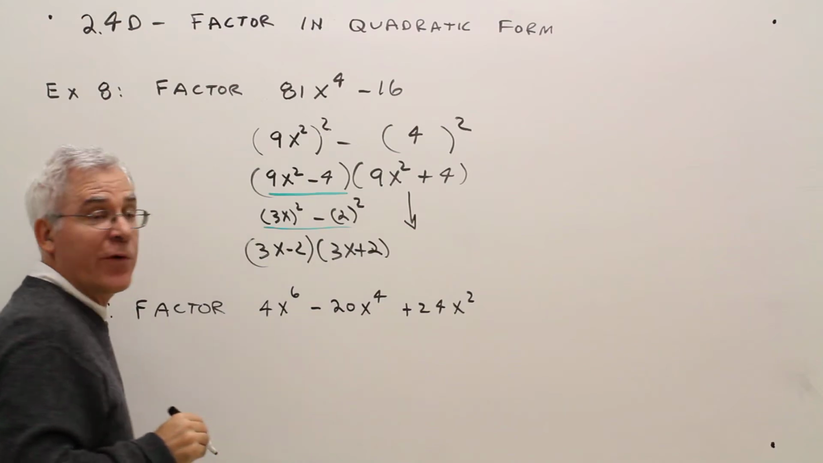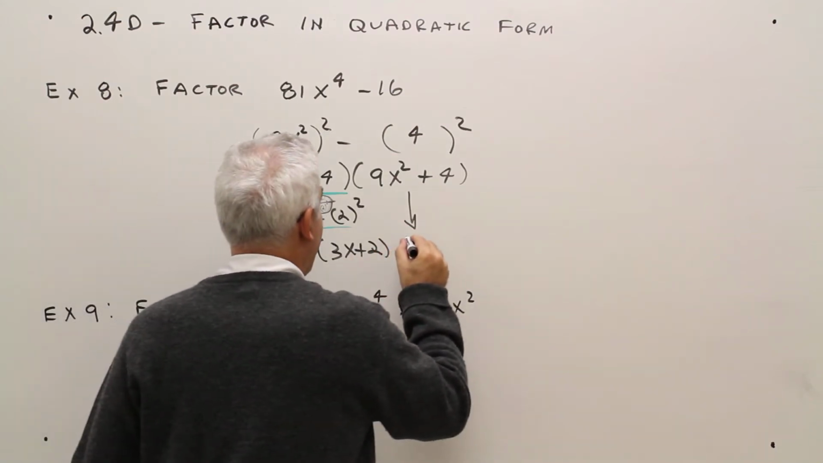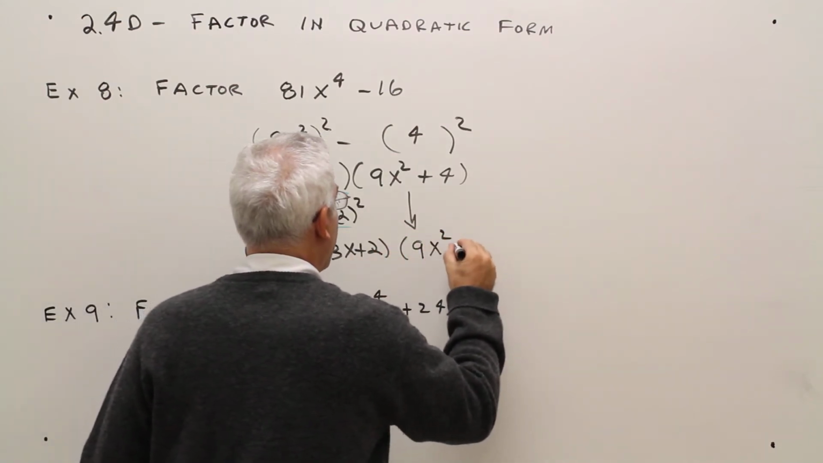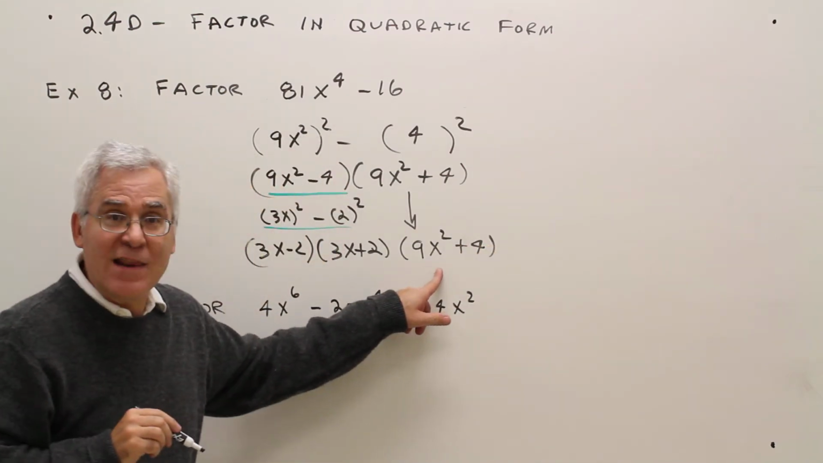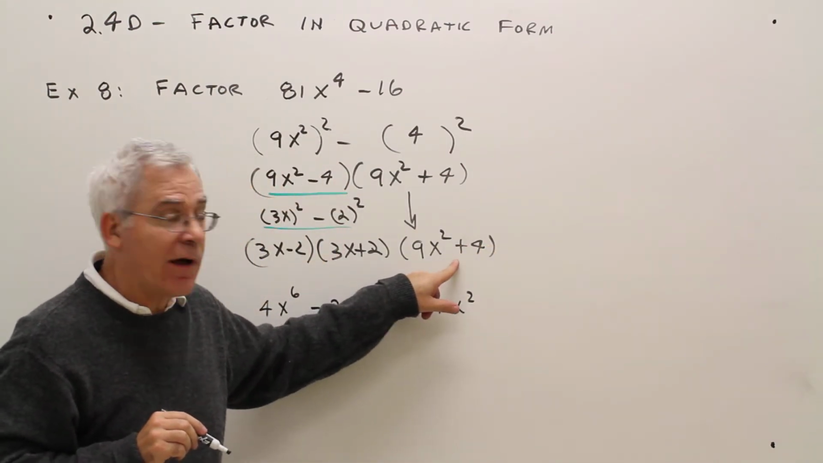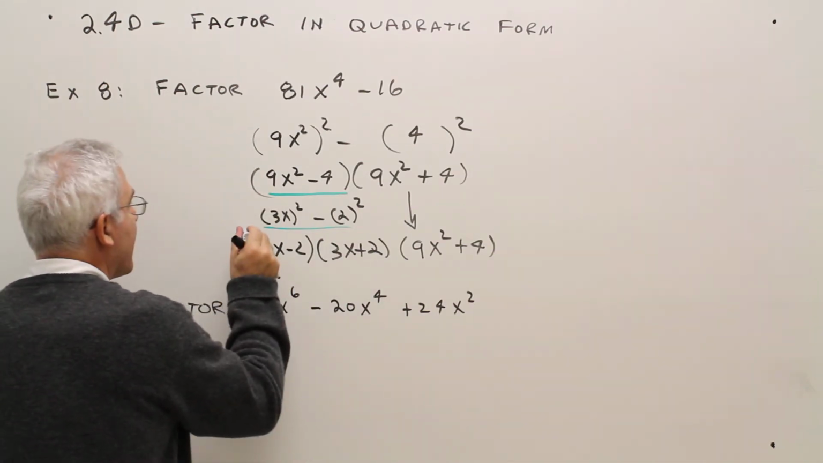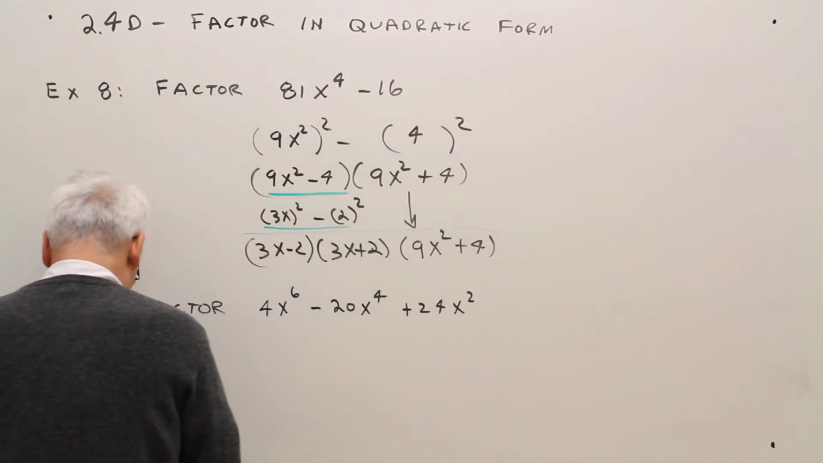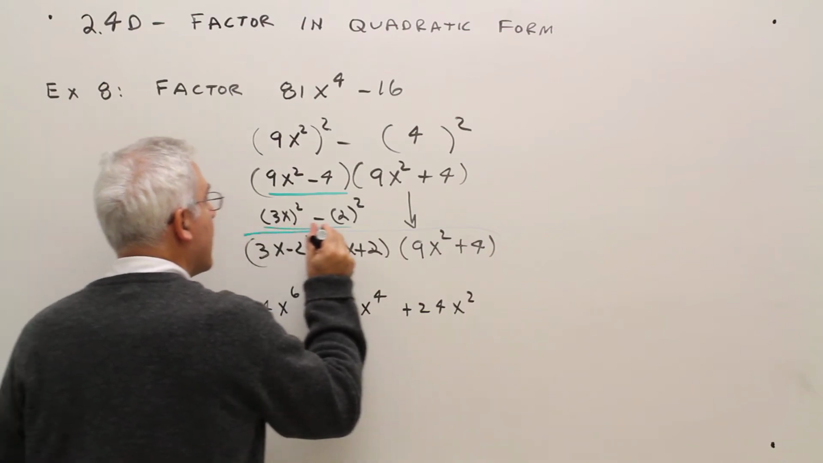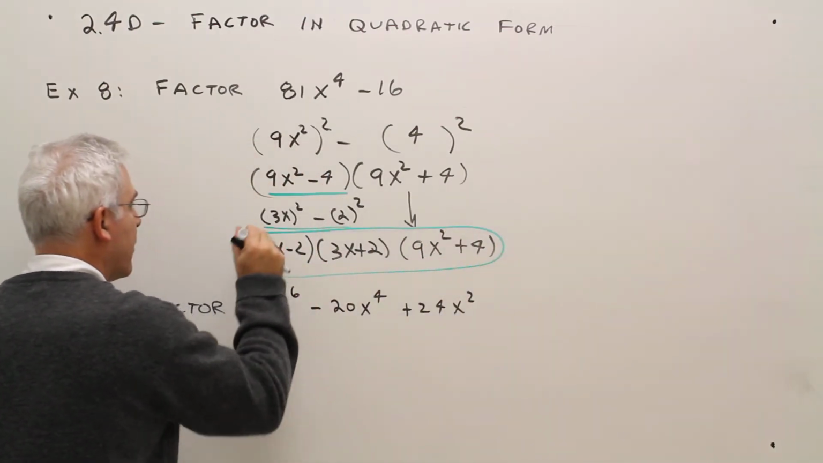And then of course, don't forget to bring down that other factor, 9x squared plus 4. And please do not factor that. There's no sum of squares, only difference. So this entire circle would be the answer.